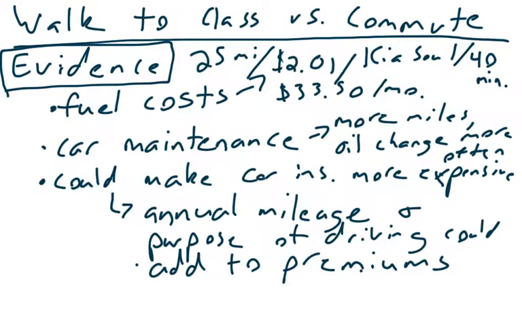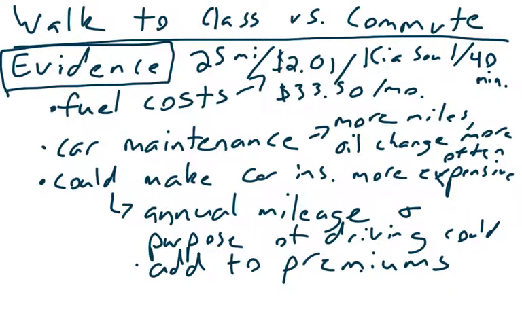So here's some more evidence. These are things that I found online. So evidence, maybe I'm talking about fuel costs. Let's say that you live 25 miles from your college and you're commuting. Gas is $2.01 a gallon in Kentucky right now. That's average. Let's say that you drive a Kia Soul and that you live 40 minutes or 25 miles away from campus. If that's the kind of car that you have, and if that's how far you're having to commute, and you go 4 days a week, you are spending $33.50 a month just on gas.